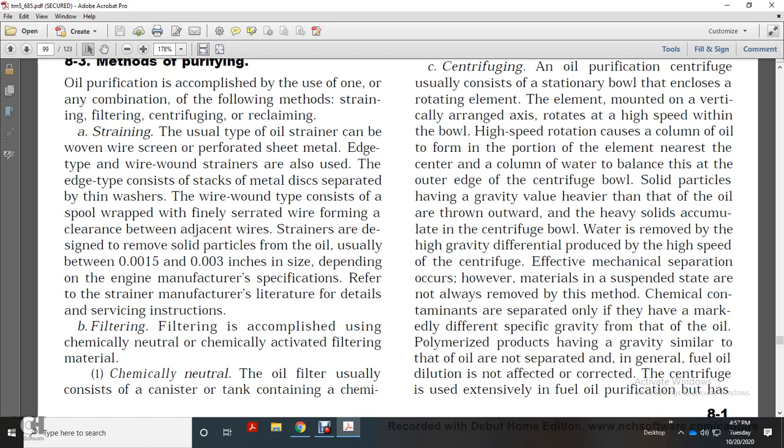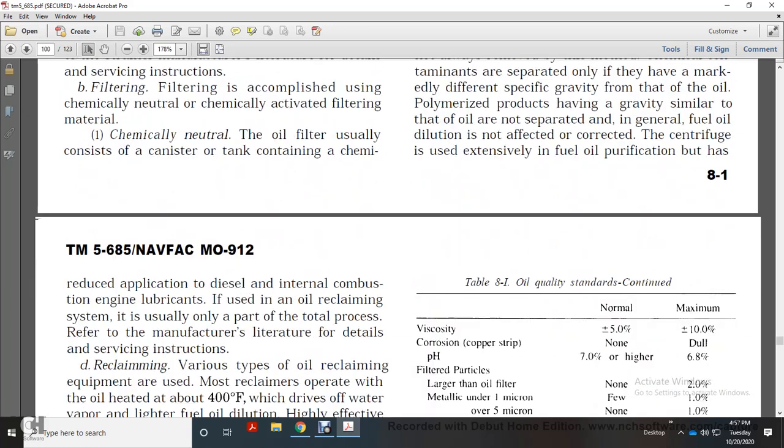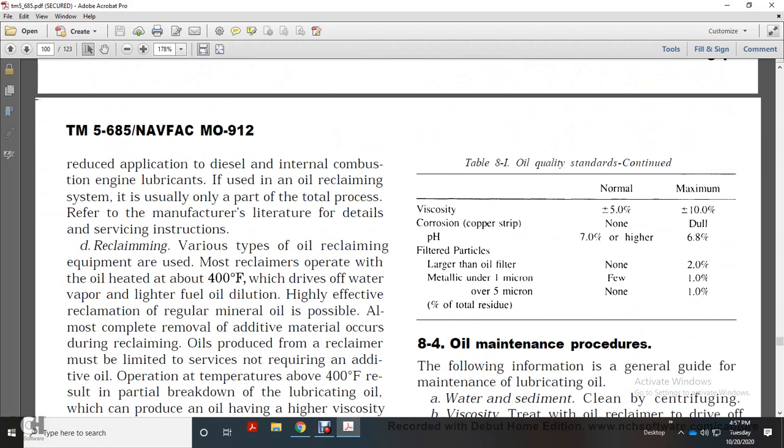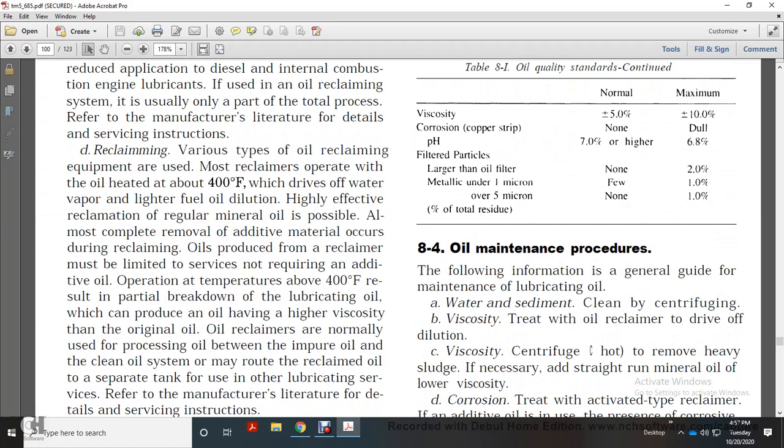Chemical contaminants are separated only if they have a markedly different specific gravity than that of the oil. Polymerized products having a gravity similar to that of the oil are not separated. In general, fuel oil dilution is not effectively corrected by centrifuging, which is most used for the extent of fuel oil purification, but it reduces application of diesel internal combustion engine lubricating oil. Oil reclaiming system: usually only one part of the total product is reclaimed. Refer to the manufacturer literature for details of the construction. There are various types of oil reclamation.